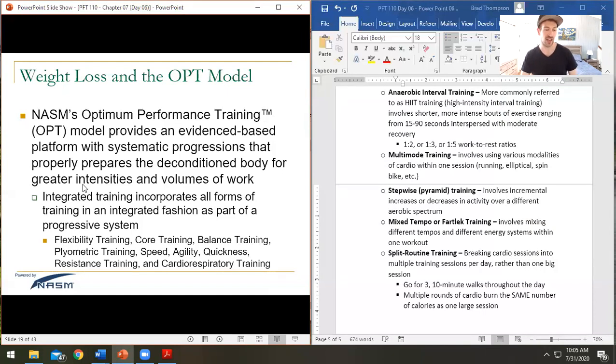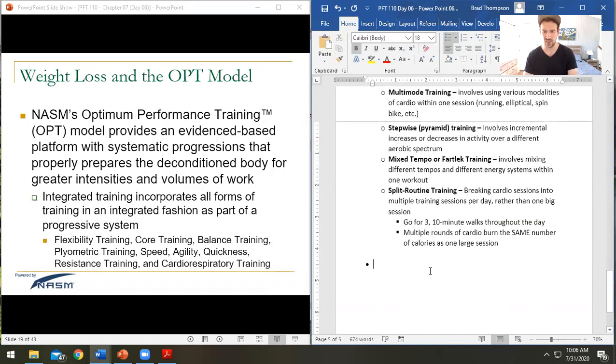So the OPT model, right? If we know that progression is super important and we know that systematically progressing is super important, this is where the OPT model comes in. We want to incorporate everything. We want to progress everybody from this to that, and we want to do it in a progression that makes sense. So the OPT model, I just gotta remember my definition.